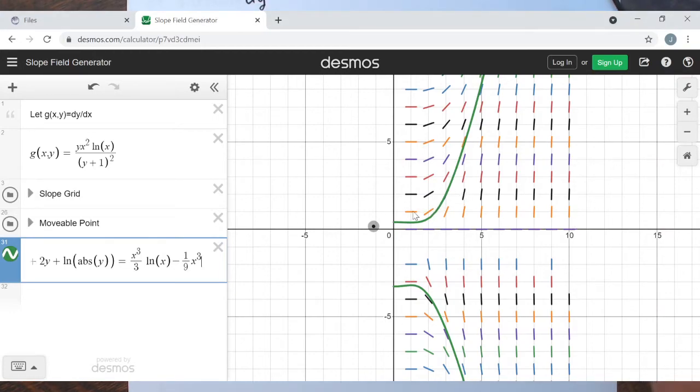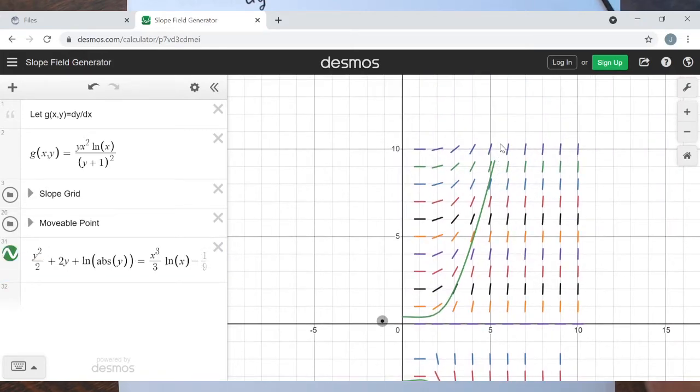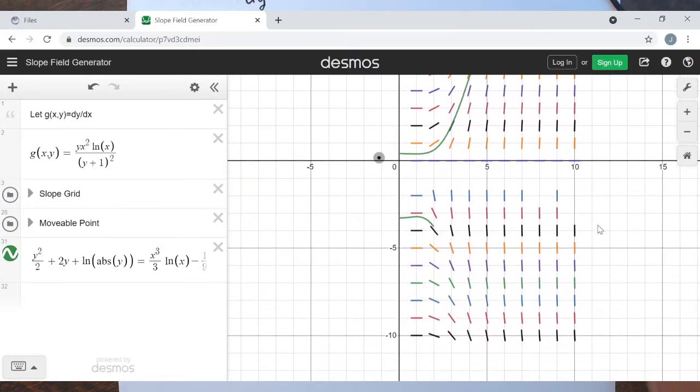So if you look, see how the graph of this implicit solution follows along with these lines in the slope field. Looks pretty good. And again, whoever made this didn't make it past 10, but you can hopefully see how it's following along the direction of these lineal elements in the slope field. And down here as well.